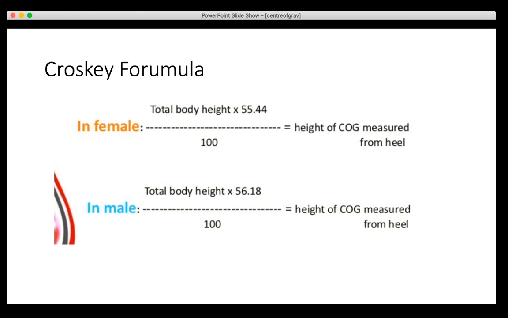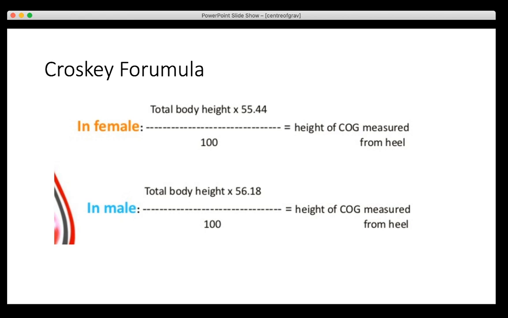So the Crosskey formula in females: total body height, that is your height as a female, multiplied by 55.44 over 100. This will give you the height of the COG measured from the heel. On the basis of previous data, they have generalized that in all females, 55.44 percent of your height from the heel will give you the CG location.